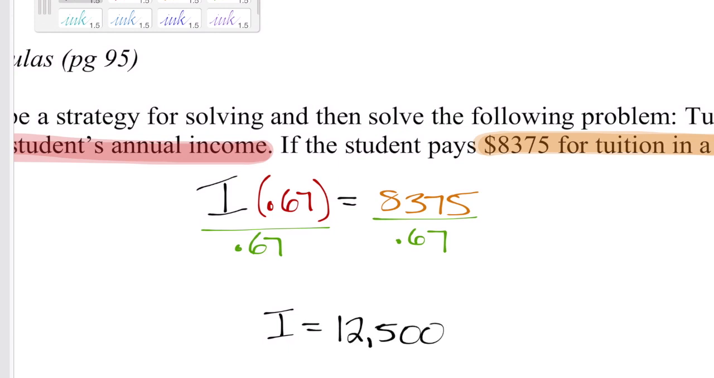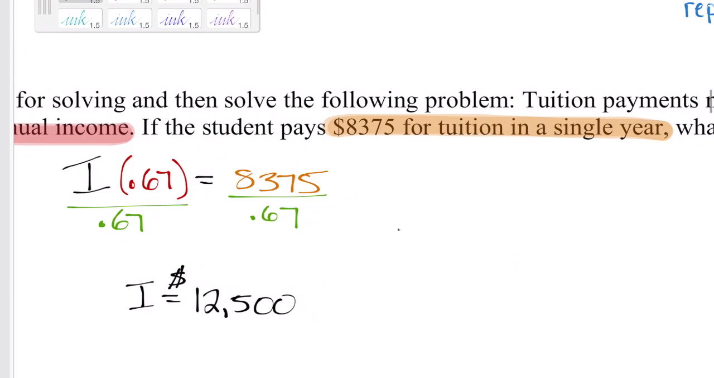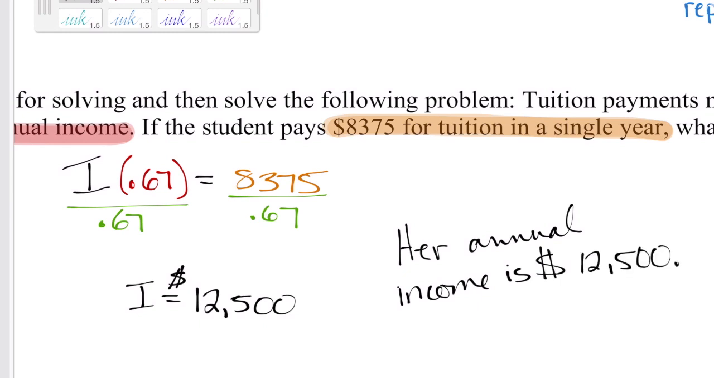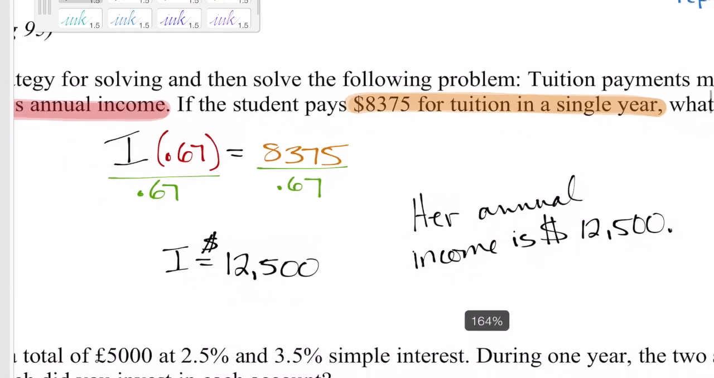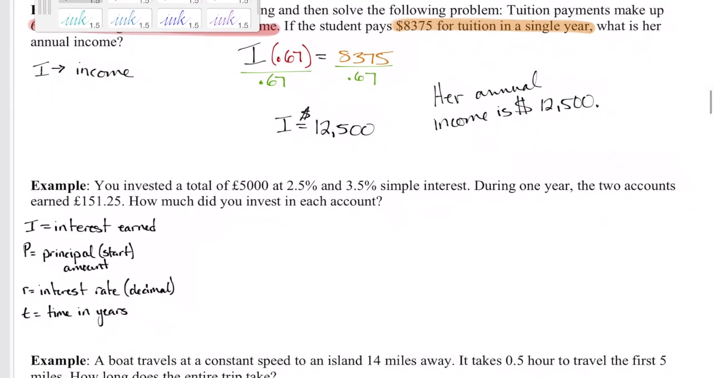12,500. And of course, we want to make sure we're labeling. So we've got dollar bills, yo. And then off to the side, I would just say, her annual income is that much. And that's it. We're done. This one's the quickest. And this next one is a bit of a doozy, but it'll be all right. I'm holding your hand through it.